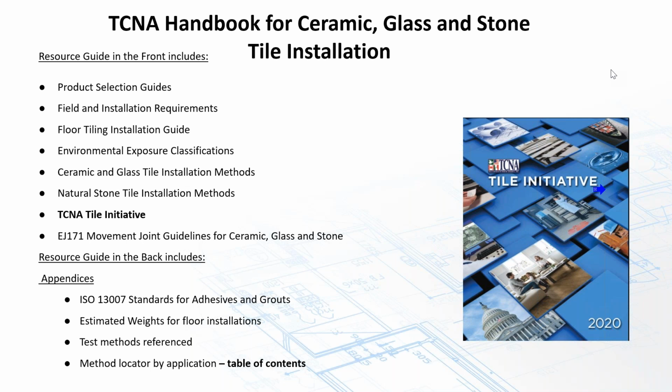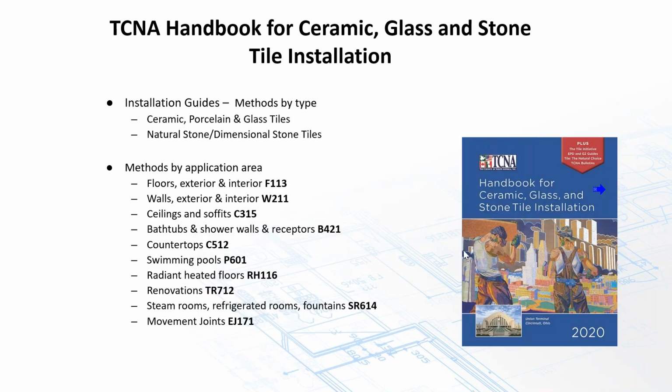Test methods are referenced, so ANSI and ASTM type test methods are referenced in the back. But really, honestly, one of the most important tools, in my opinion, is the method locator by application. So if you want to know how a method is put together, for instance for a steam room, or for that matter a floor, interior, exterior, different substrates from plywood to concrete, etc., just look it up in the method applicator section in the back, and I'll show you a little bit more on that.